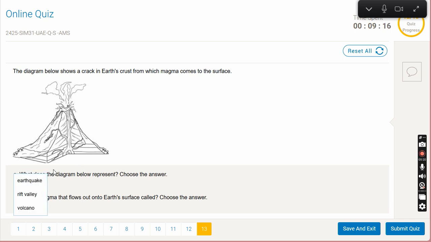What does the diagram above represent? A volcano. And what flows out? That's your lava. Whenever magma reaches the surface of the Earth, you change the name from magma to lava. I hope this was good for you. This was just a revision.